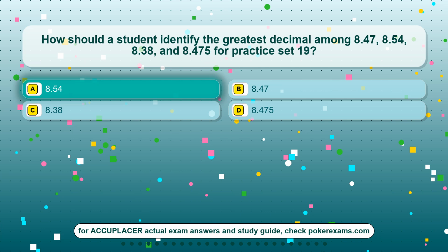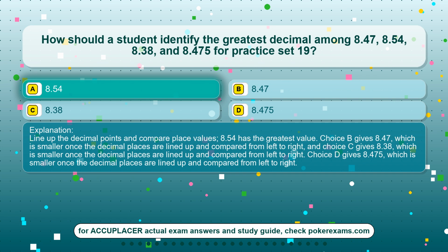The correct answer is option A, 8.54. Line up the decimal points and compare place values. 8.54 has the greatest value. Choices B, C, and D give 8.47, 8.38, and 8.475, which are each smaller once the decimal places are lined up and compared from left to right.